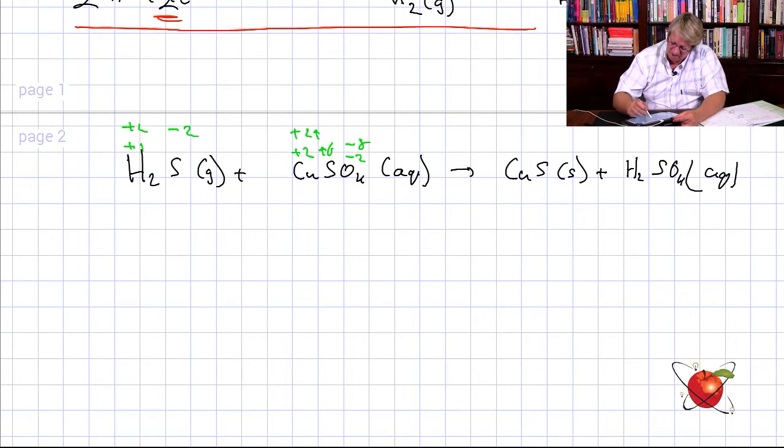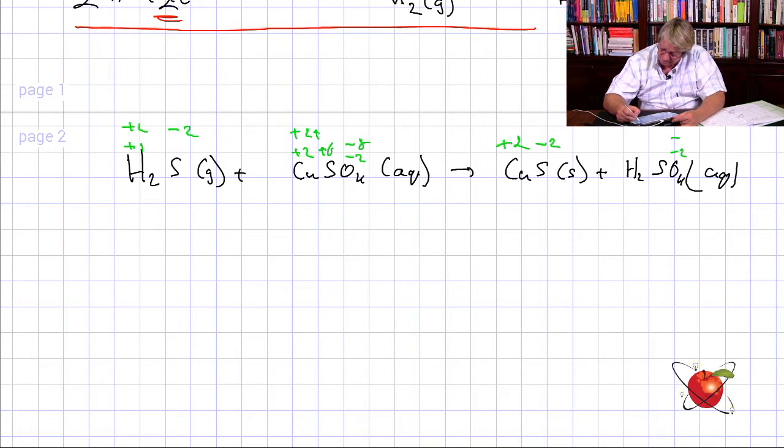Okay. Now, let's have a look here. Sulfide is a minus 2 and a plus 2. HSO4 is minus 2, minus 8, plus 2. It's plus 1 times 2 there. And it's going to be a plus 6. So let's have a look.